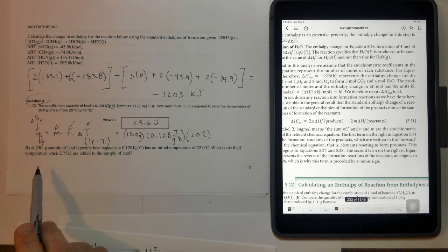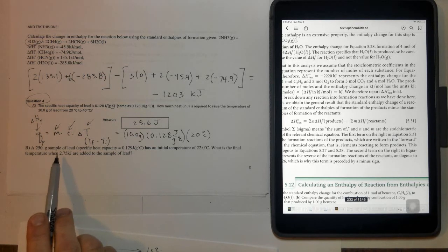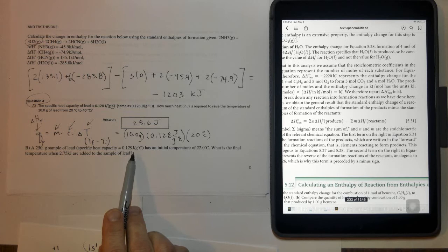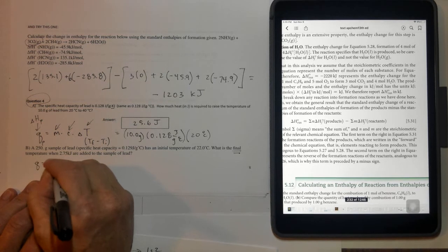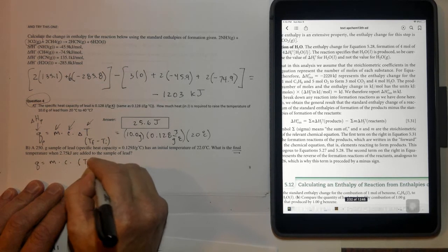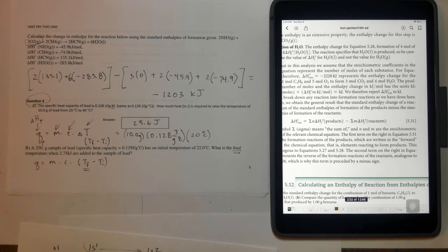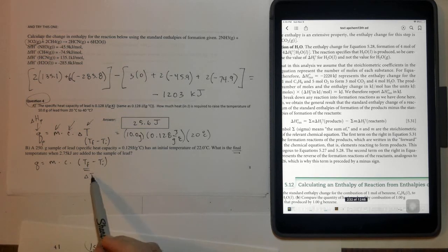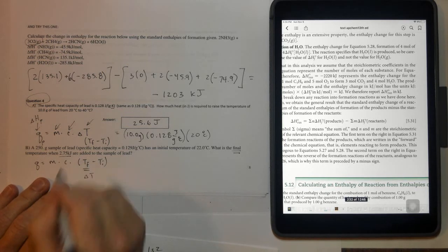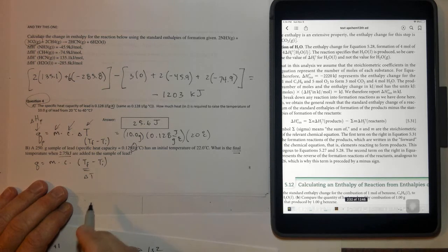Letter B. A 250 gram sample of lead with a specific heat capacity, once again, has an initial temperature given. What is the final temperature when 2.75 kilojoules are added to the sample of lead? Now we're looking for the final temperature. In Q equals M times C times delta T, the thing we're looking for is the temperature final. You can also just solve for delta T and then plug it into this equation. First, take your kilojoules of heat and make sure they're in joules, because our specific heat capacity is in joules.